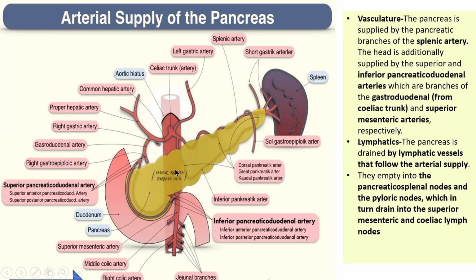The pancreas also drains by lymphatic vessels that follow the arterial supply. The drainage takes place into the pancreaticosplenic nodes and pyloric nodes, which drain into the superior mesenteric and celiac lymph nodes.